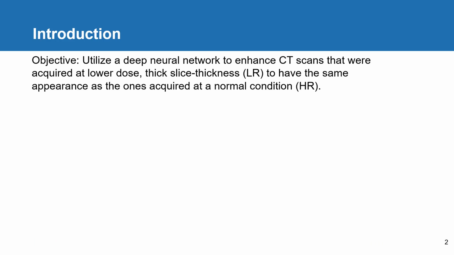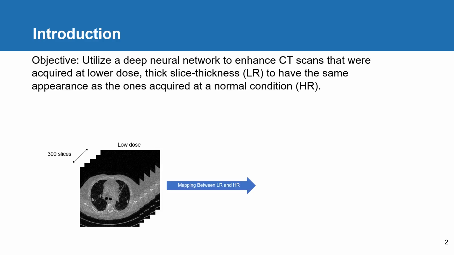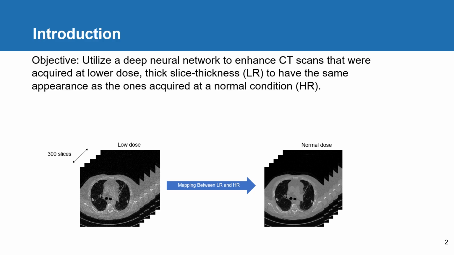CT acquisitions are not always standardized. The image could be of lower resolution and noisy. Differences in image quality have an impact on downstream clinical tasks. The goal is to use a deep learning-based super-resolution approach to restore the high-resolution details from low-resolution images. The challenge is that since CT acquisitions are in 3D, using a super-resolution method without any optimization is computationally expensive.